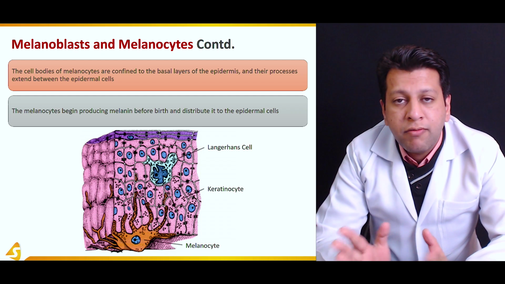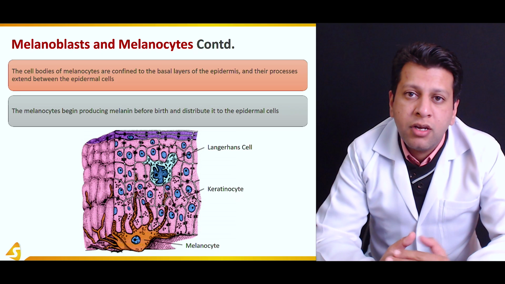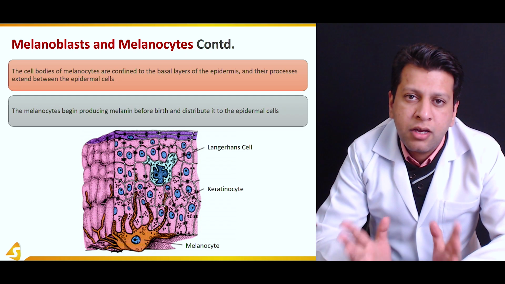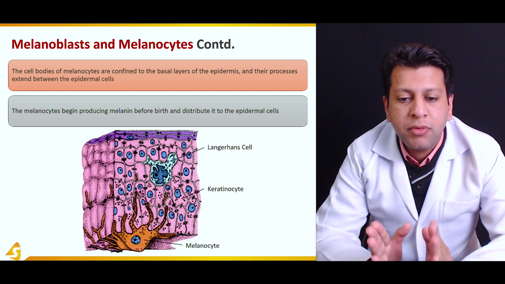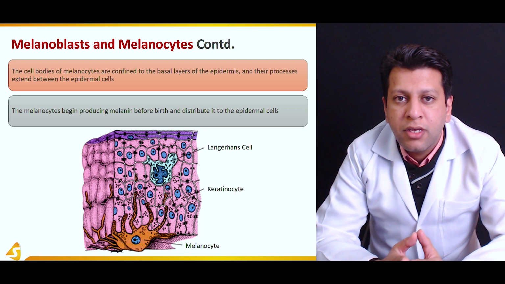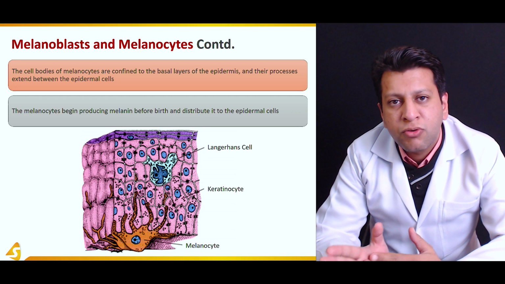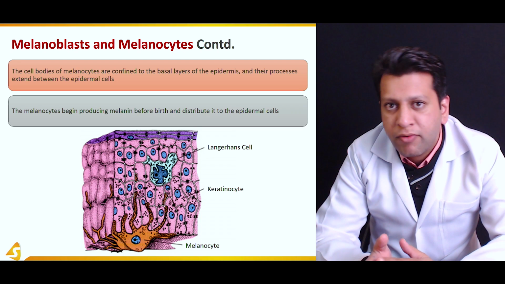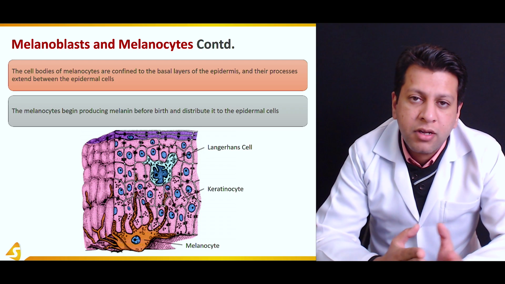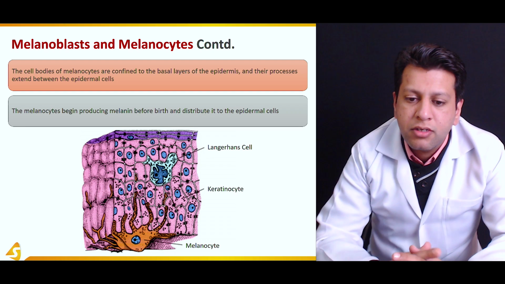In blacks you have a lot of melanin, in whites you have very little melanin. So the skin color is imparted by the presence of melanin in our skin, and increased production would lead to a darker tone of the skin, while less production would lead to a very whitish tone of the skin.